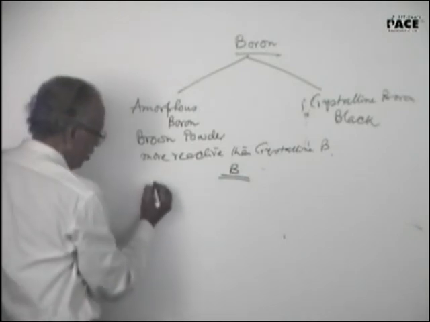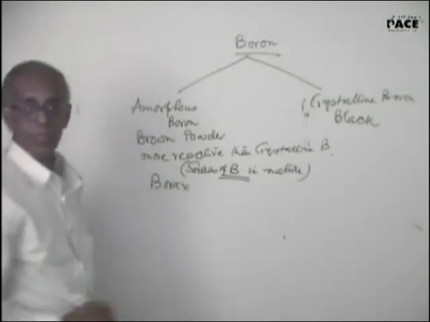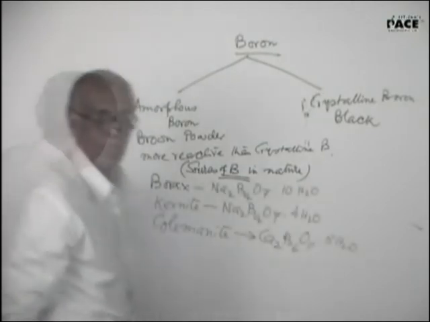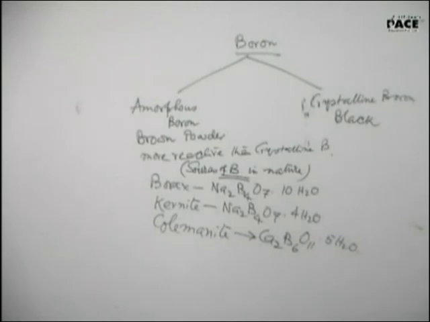The minerals of boron: borax. Sources of boron in nature. Boron is not found in plenty in nature. In the earth's crust you will find boron in the form of borax, which we write as Na2B4O7. Actually this is a molecular formula, not the structural formula. When I discuss borax, I will show you the actual correct structural formula for borax. Kernite is Na2B4O7 with 4 moles of water. And colemanite is Ca2B6O11 with 5 moles of water.